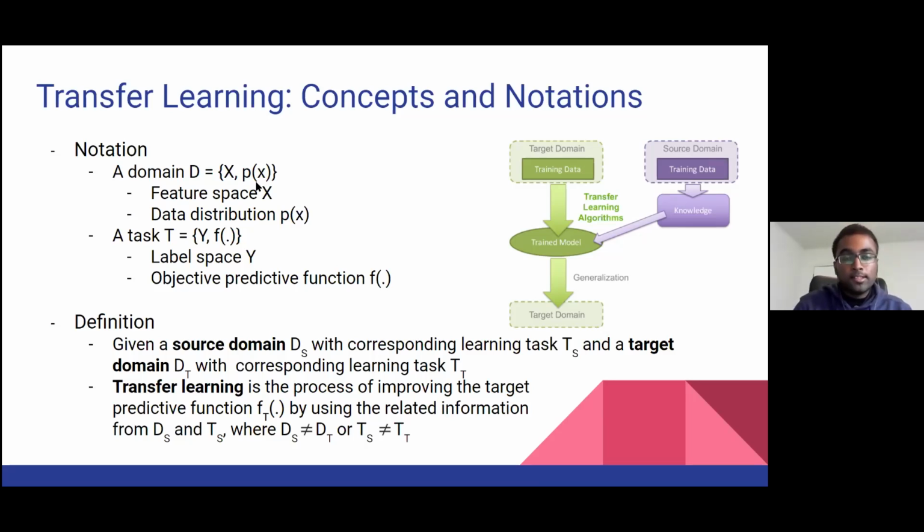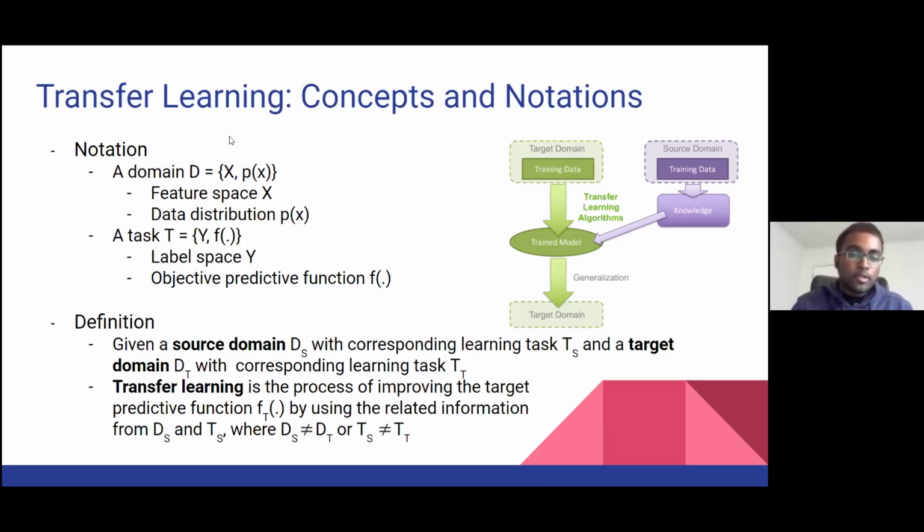The next is when the data distribution is different between the source and the target. This is the case of domain adaptation. That is, when the source domain and the target domain are different, that comes under domain adaptation.